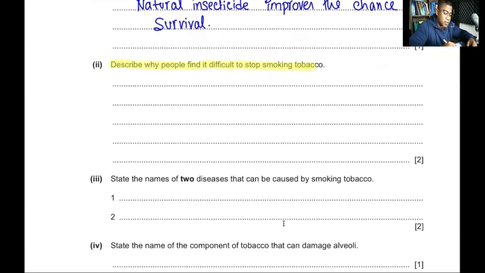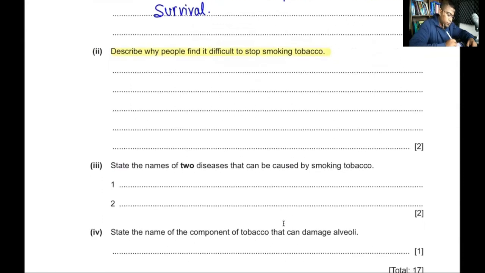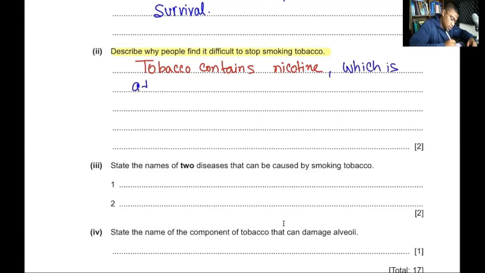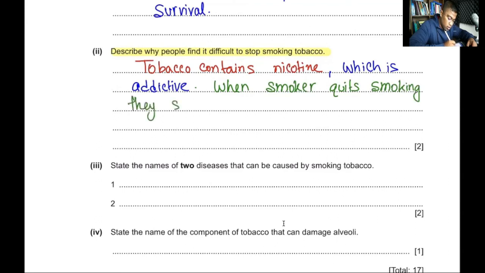Describe why people find it difficult to stop smoking tobacco. Tobacco contains nicotine, which is addictive. When a smoker quits smoking, they start getting withdrawal symptoms.